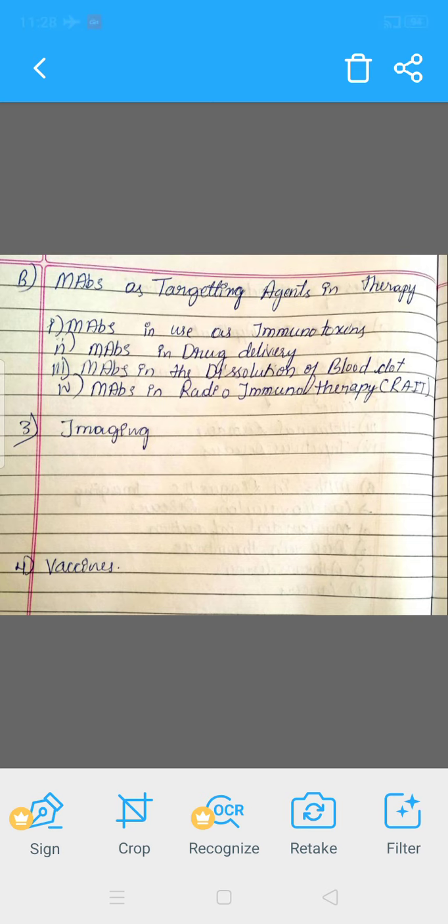For this purpose, the enzyme is coupled with monoclonal antibodies that are directed against a specific cell surface antigen. This approach, referred to as antibody directed enzyme prodrug therapy, allows the effective delivery of the drug to the cell where it is required. And next one, monoclonal antibodies in dissolution of blood clot.